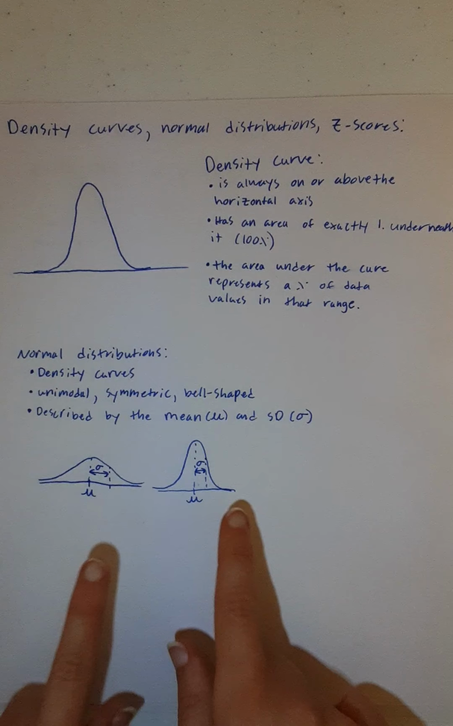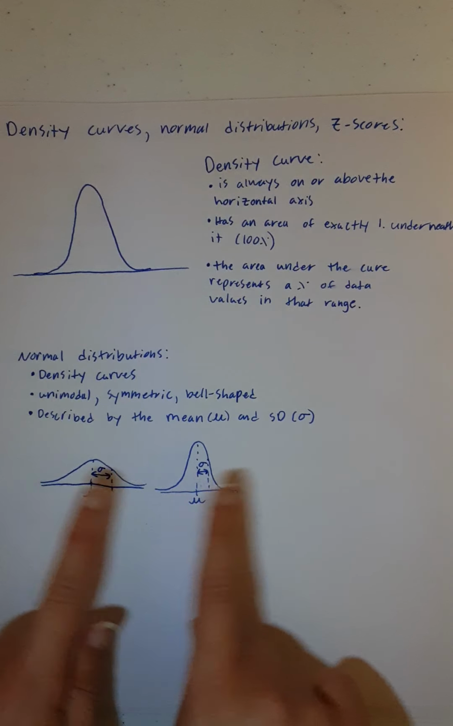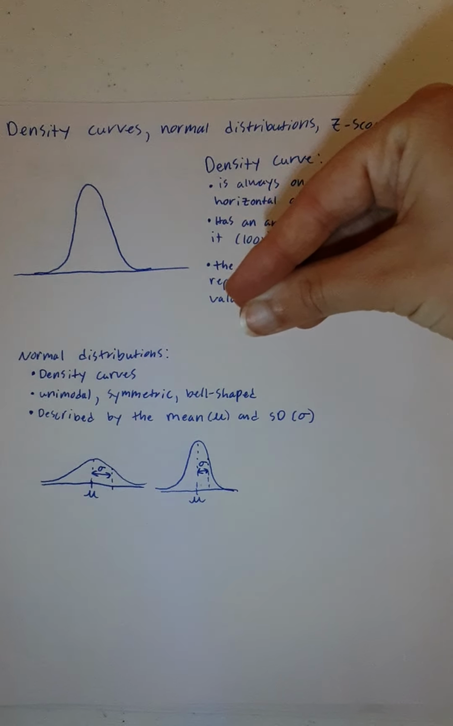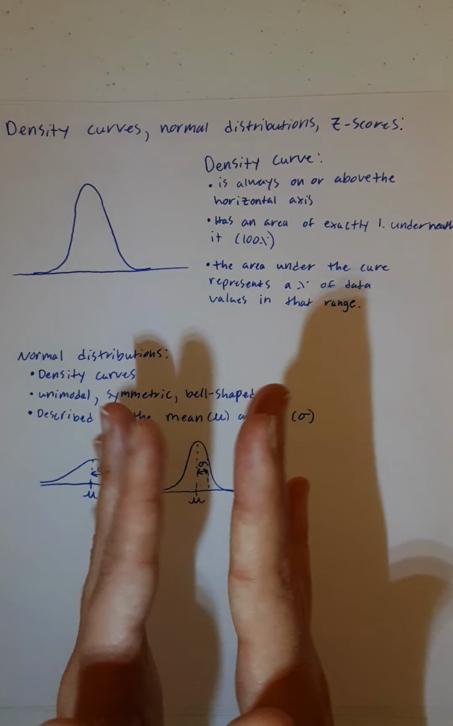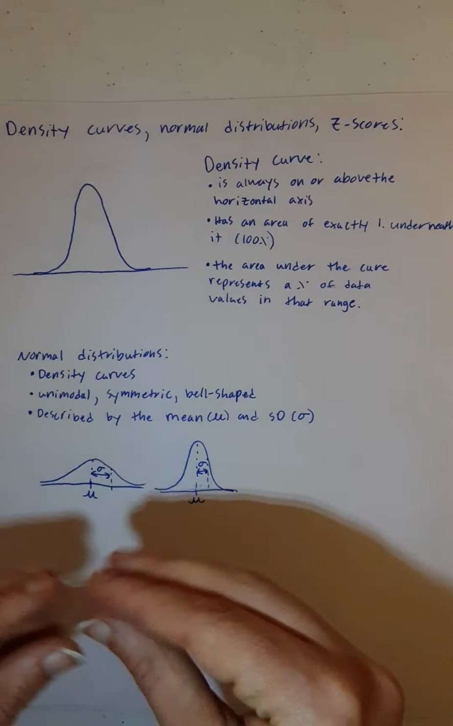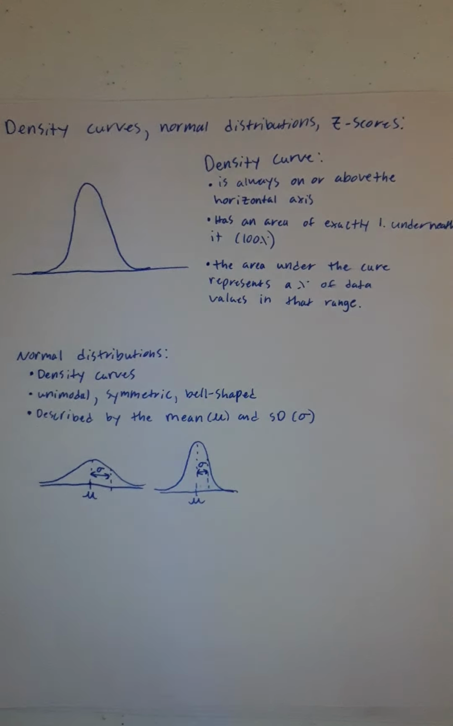The mean tells you where the center of your curve is, so they're in the middle. And the standard deviation tells you how scrunched and stretched your normal curve is. If it's a smaller standard deviation, it's going to be more narrow. And if your standard deviation is larger, it's going to be more spread out and shorter.